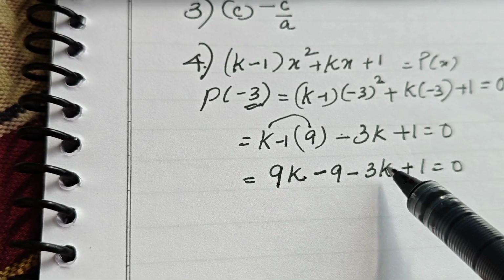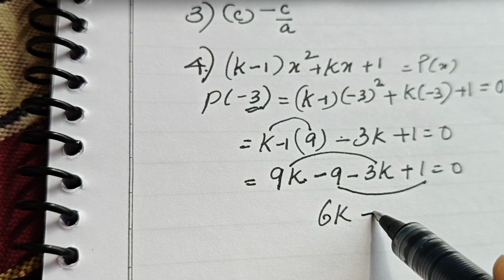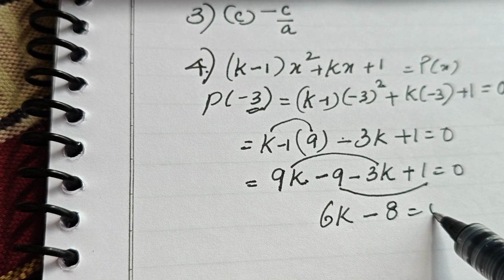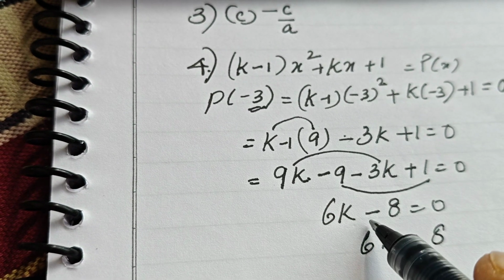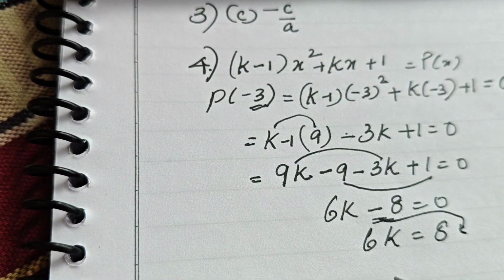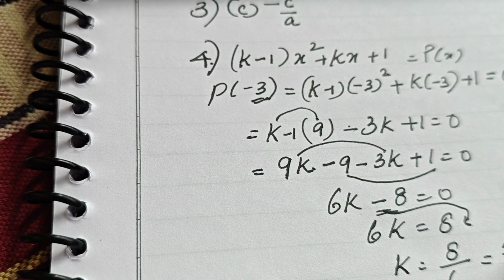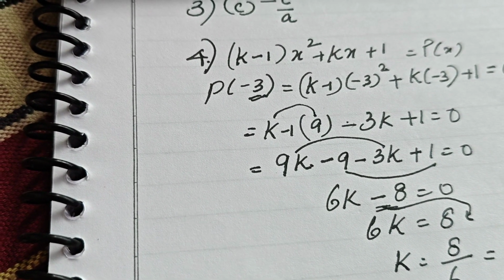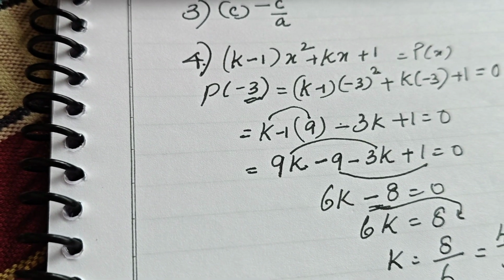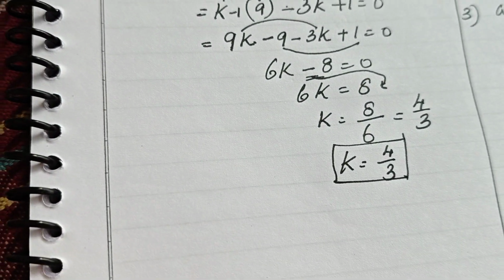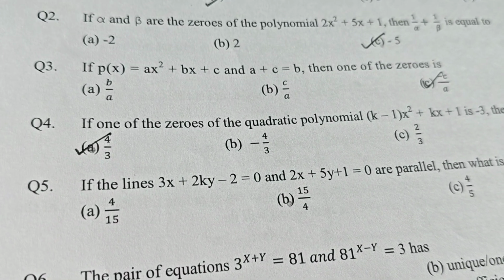So 9k minus 3k is 6k. Minus 9 plus 1 is minus 8, equal to 0. So 6k equal to plus 8. Minus 8 will go there and become plus 8. So k equal to 8 by 6. If you simplify, you will get 4 by 3. So k equal to 4 by 3. So 4 by 3 is our right answer.